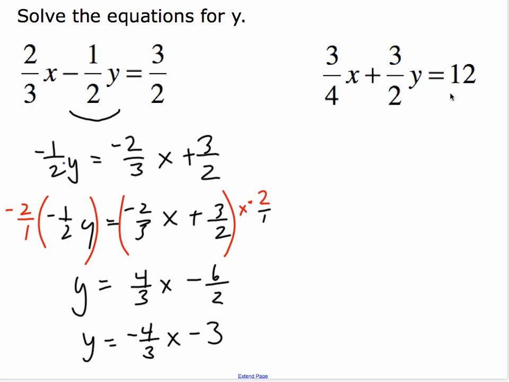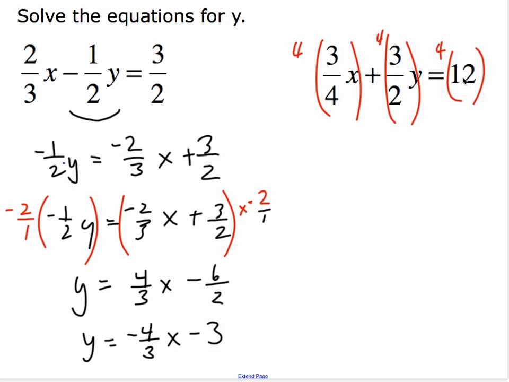Now on this side, you could do the exact same thing. But let me show you another little trick that sometimes helps so you're not fighting with fractions the whole time. It's called the I hate fractions rule. What you do is multiply every term by the lowest common denominator. Between 4 and 2, the lowest common denominator would be 4. So I'm going to take this term, multiply it by 4, take this term, multiply it by 4, and take this term and multiply it by 4.